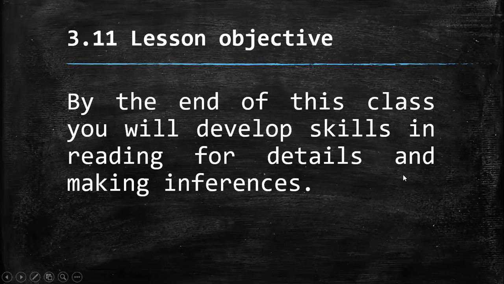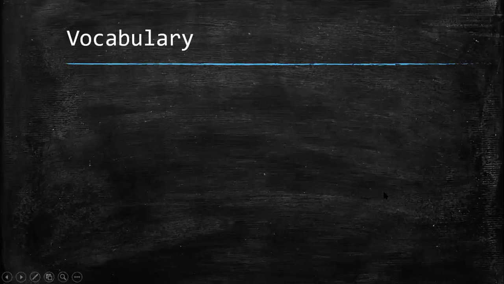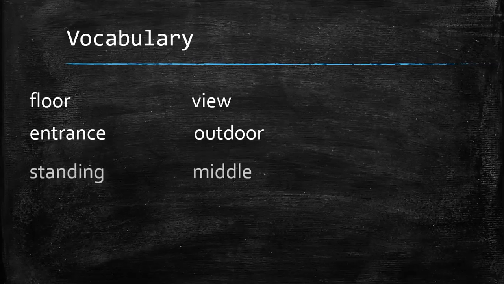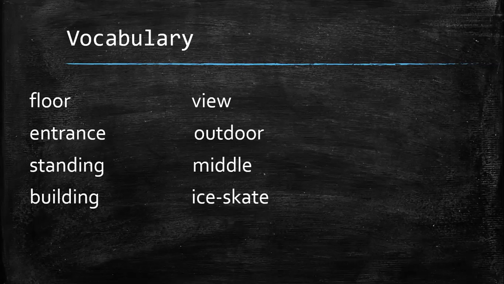And reading. Because we're going to make a reading. Good. Now, we have this vocabulary for this reading part. Esta es la última parte que vamos a ver este día del reading, pero vamos a adelantarnos el vocabulario. Okay, now, please. Listen. Floor. View. Entrance. Outdoor. Standing. Middle. Building. Ice skate.